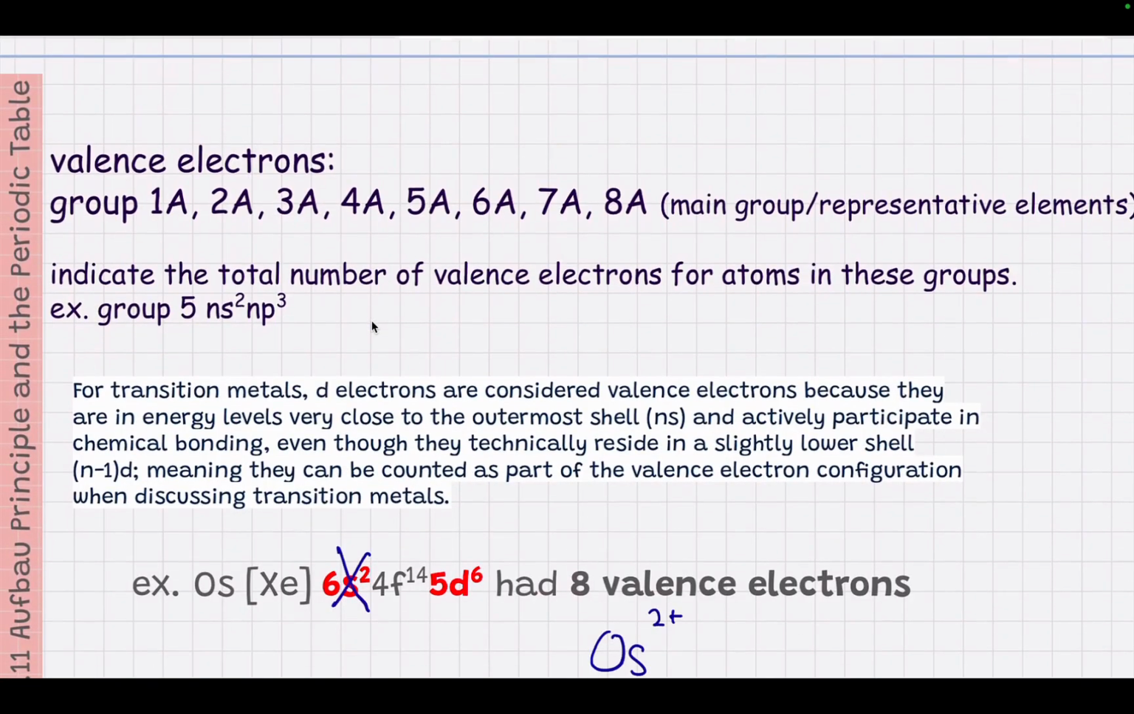So for groups 1, the way our periodic table is labeled, it's actually groups 1, 2, 13 through 18. These are the representative elements, and we're going to have valence electrons of 1, 2, and then these are the ones where you'd minus 10. So you'd have 3, 4 through 8.